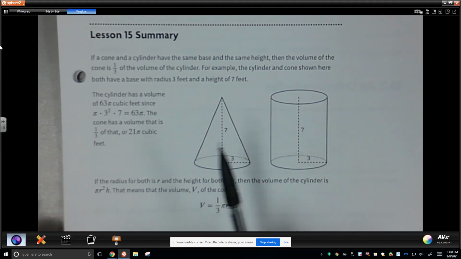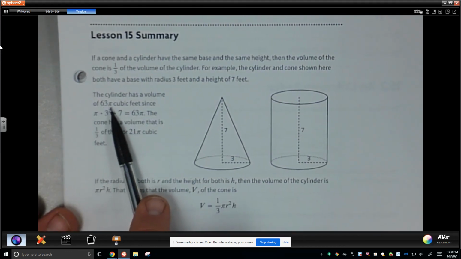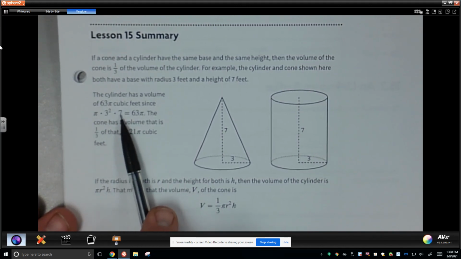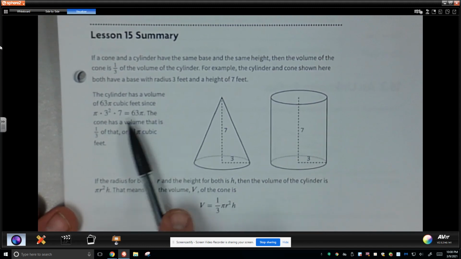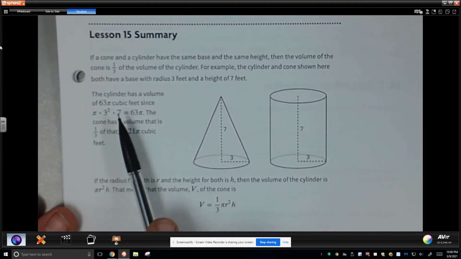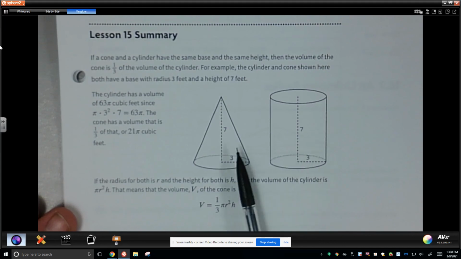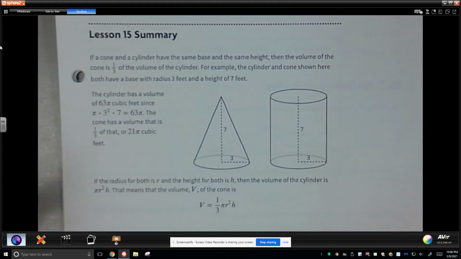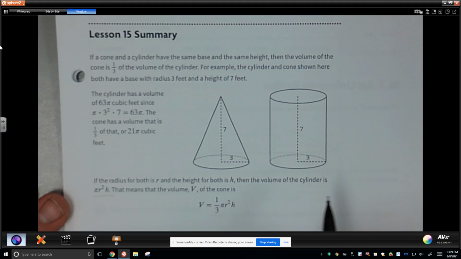So when we talk about a cylinder that has a volume of 63 times pi cubic feet, we found that by taking pi times the radius squared times the height. The cone just has 1/3 of that volume. So if I take the total volume of that cylinder of equal radii and height, then 1/3 of 63 is 21. So if the radius for both is r and the height for both is h, then the volume of the cylinder is given like this. That means the volume of the cone is simply 1/3 the volume of the cylinder.